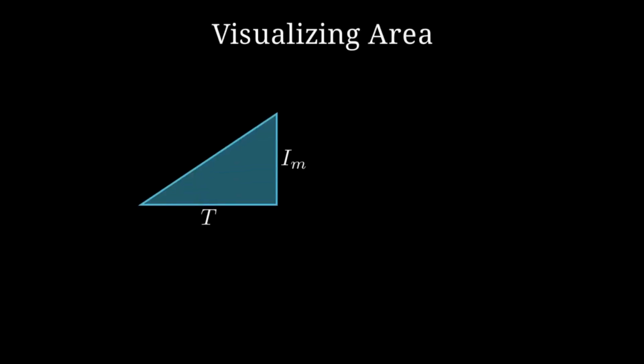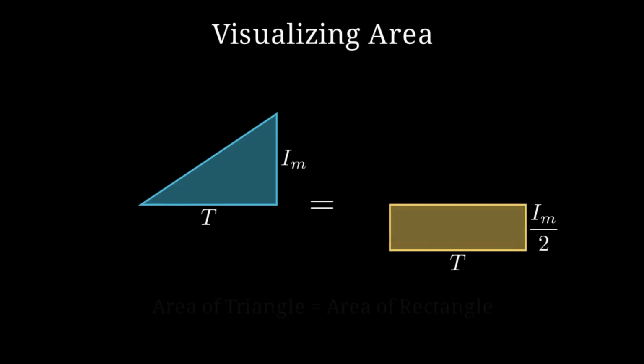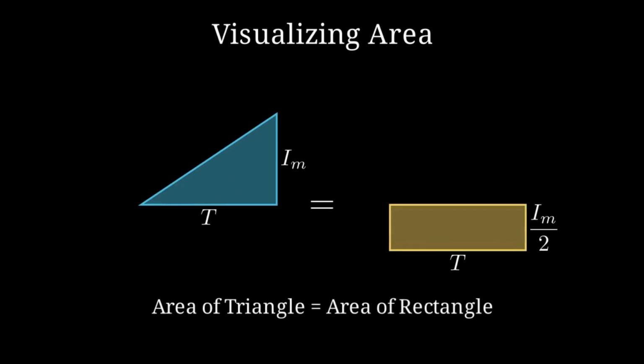This visual comparison confirms our calculus. The area under one cycle of the sawtooth wave is exactly equal to the area of a rectangle with a height of half the peak current and a width of 1 period.